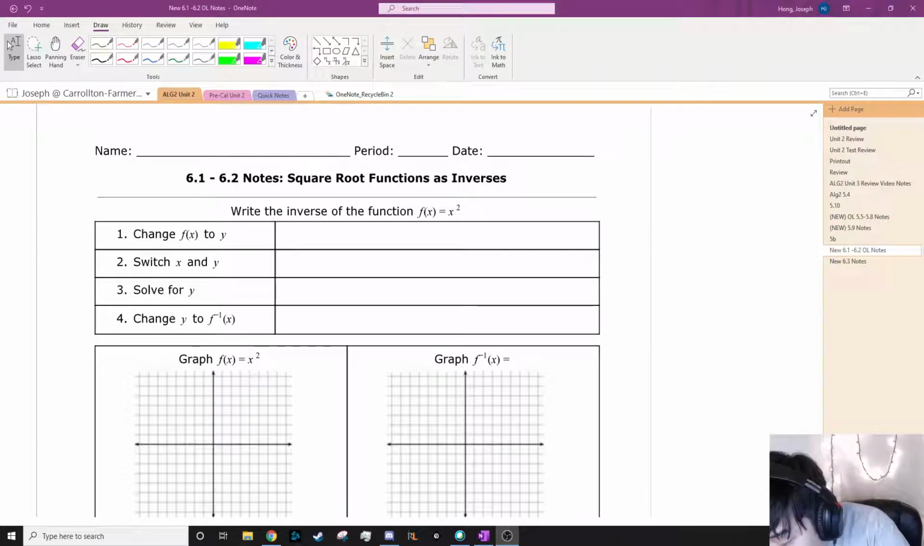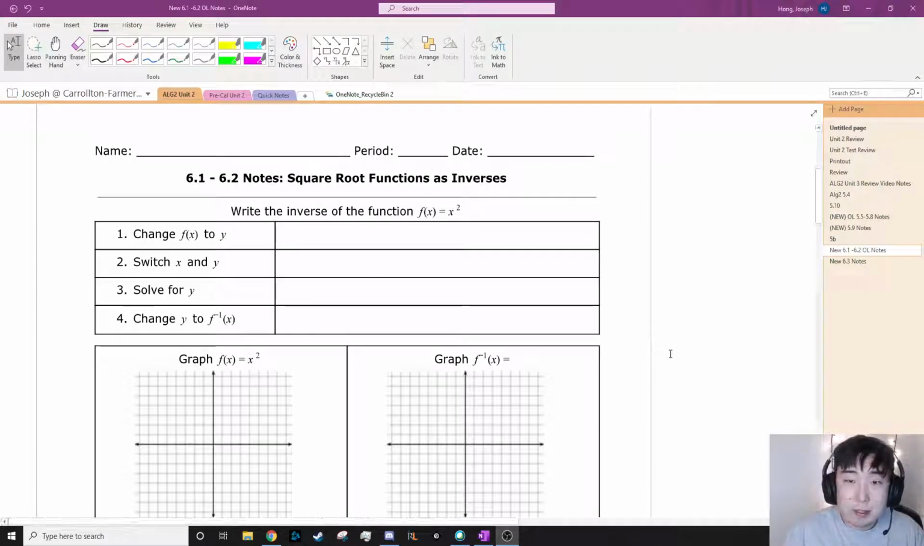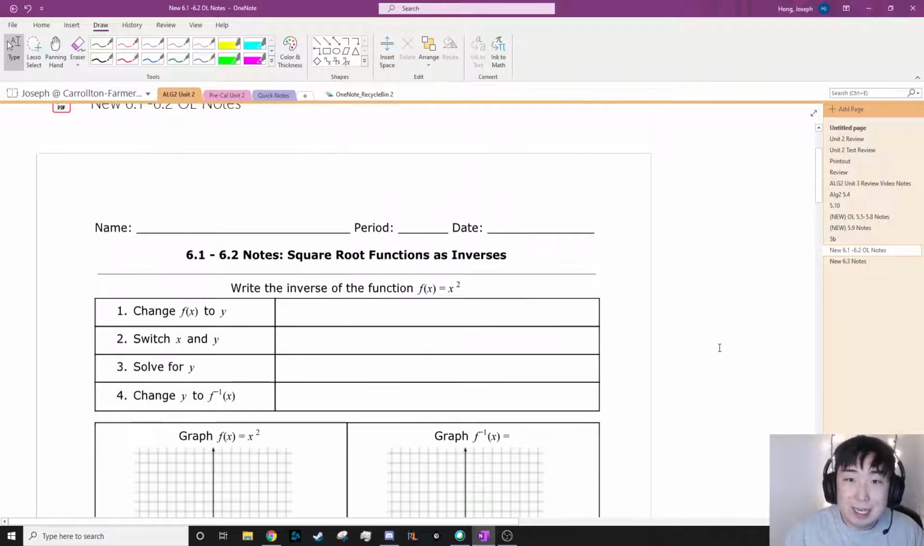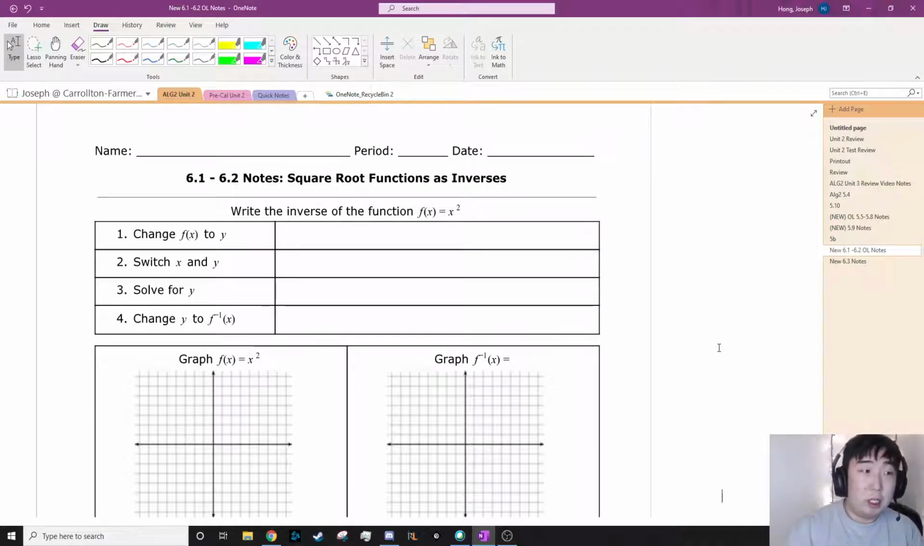So there's lots of things that we need to talk about in this lesson, because we're going to be recalling ideas and topics from previous lessons. So today we should be learning about how we can find attributes of a square root function. And to do that, we have to understand that the square root function is an inverse.